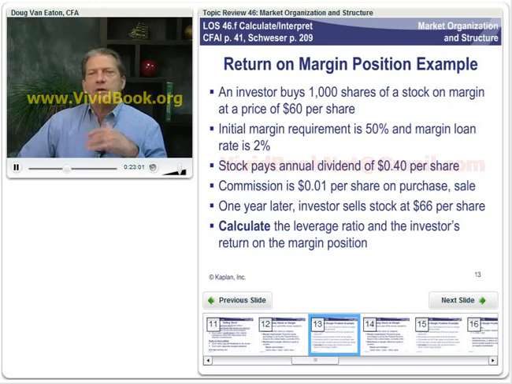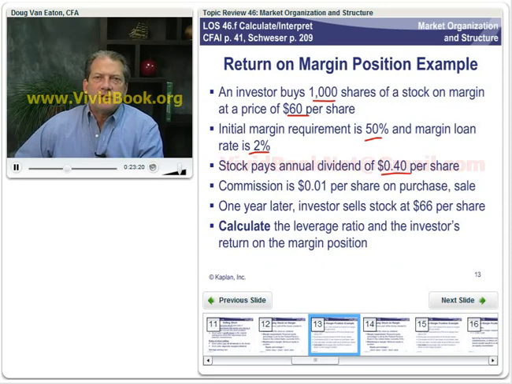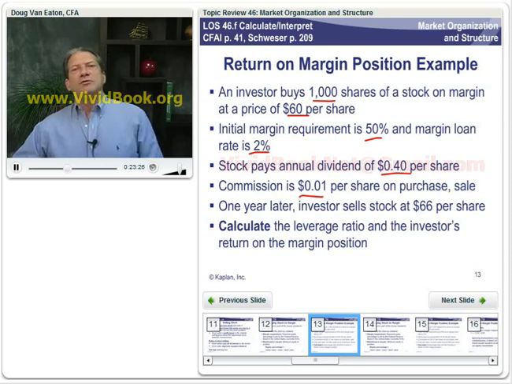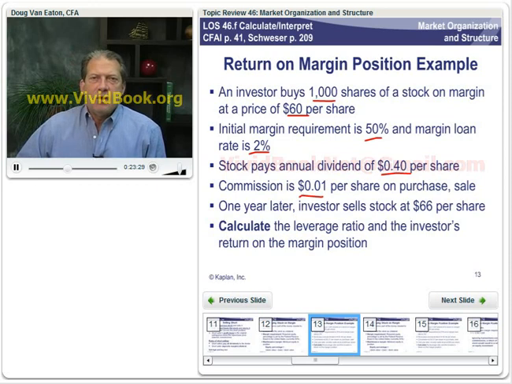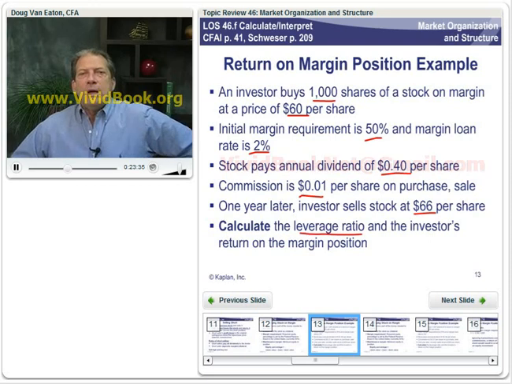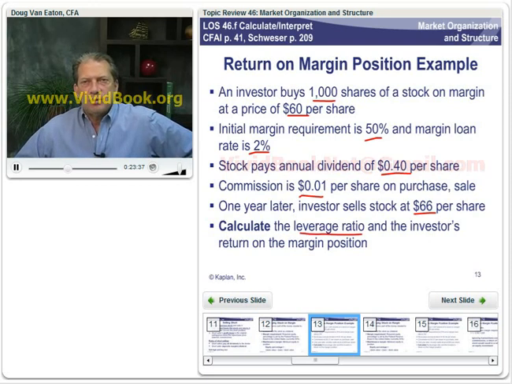So let's calculate the return on a margin position here, and it's really your cash on cash return. We're going to calculate the percentage return on original equity. So our story here for the example, we're going to buy 1,000 shares of stock on margin at a price of $60 per share. Initial margin requirement is 50%, margin loan rate is 2%. Stock pays an annual dividend of 40 cents per share. There's a commission of 1 cent per share on the purchase and on the sale. At the end of 1 year, the investor sells the stock at $66. We need to calculate the leverage ratio of this investment, and the investor's return on the margin position.